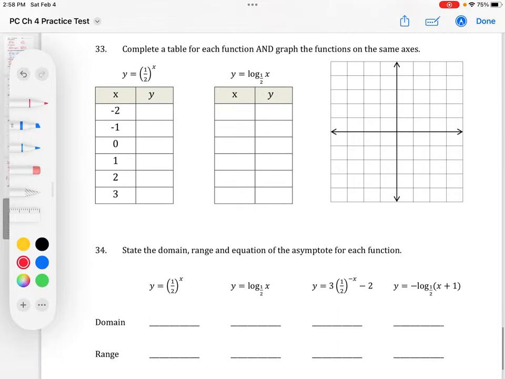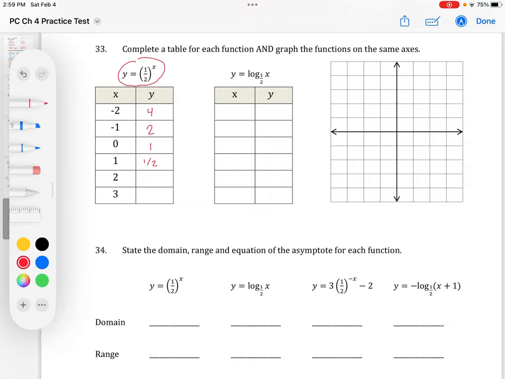All right, and then this last section, it says complete a table for each function and graph the functions on the same axis. So for 33, the first thing we're going to graph is y equals 1/2 to the power of x. So if you plug in 1/2 to the power of negative 2, that's actually going to give you 4. 1/2 to the power of negative 1 is actually just the reciprocal, so that's 2. 1/2 to the power of 0 is 1.